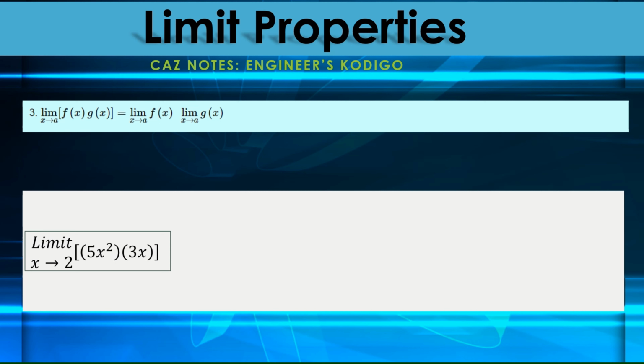So let's have an example. Let's say find the limit of the function 5x squared times 3x as x approaches 2.